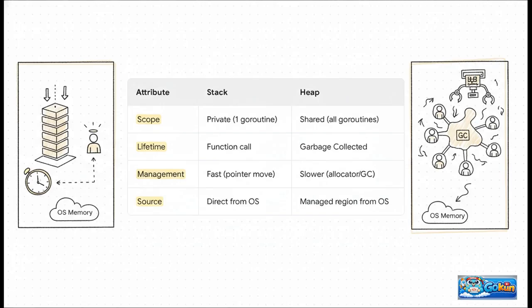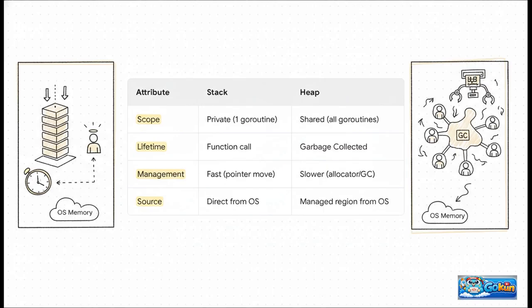Then there's lifetime. Stack data is simple. It's created when a function starts, it's gone when the function returns. It's totally automatic. Heap data is way more complicated. It lives as long as any Go routine is using it, and it's up to the garbage collector to figure out when it's no longer needed.